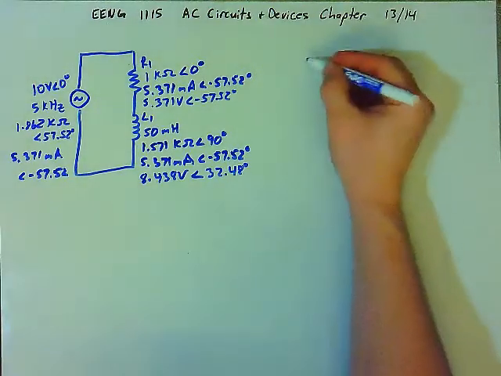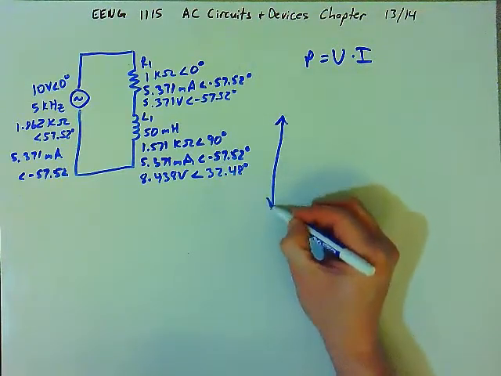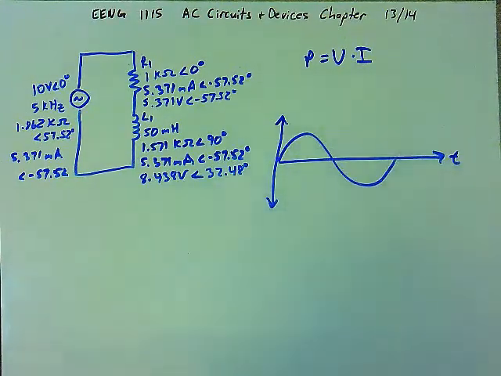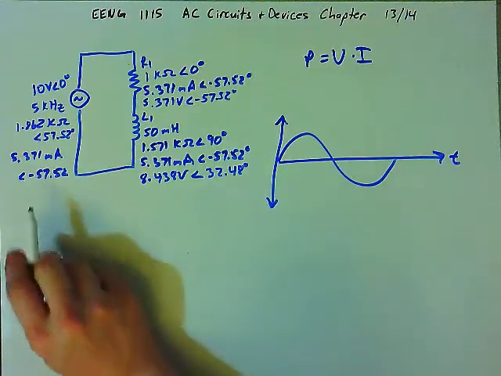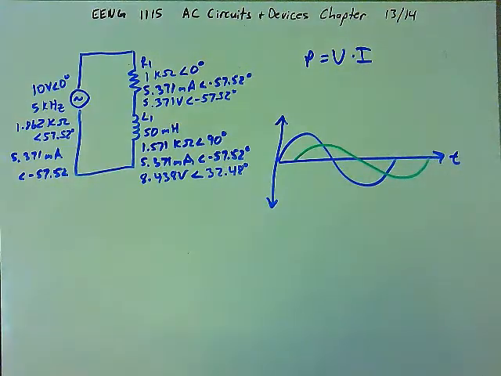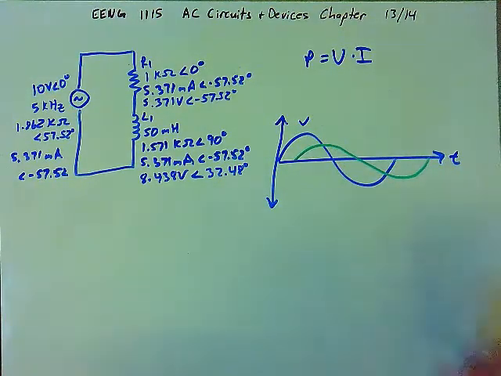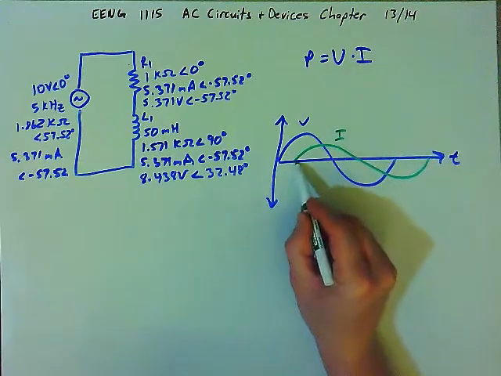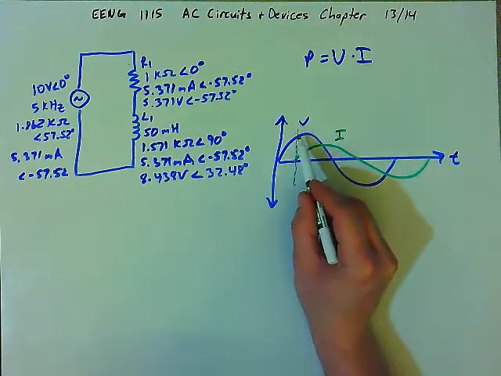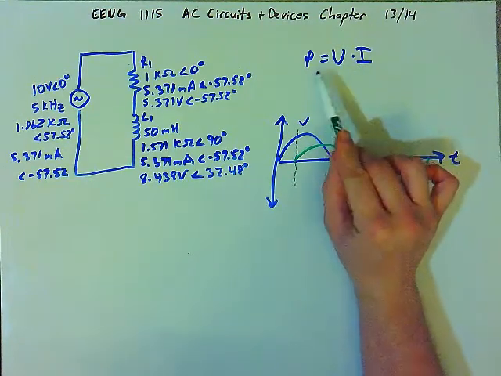Let's look at the power for this circuit. Recall that the power is the voltage times the current. And so if we look at the voltage and current waveforms, we have the voltage, something like this, and we have the current lagging by 57 degrees, so something like this. And if you look at the voltage and the current at various points in time, let's look at this point first. At this point in time, the current is 0, but the voltage is a positive value. If the current is 0, the power at that point in time must be 0.